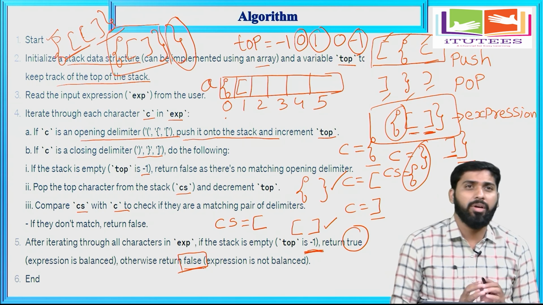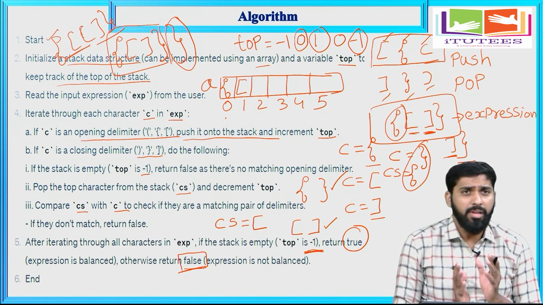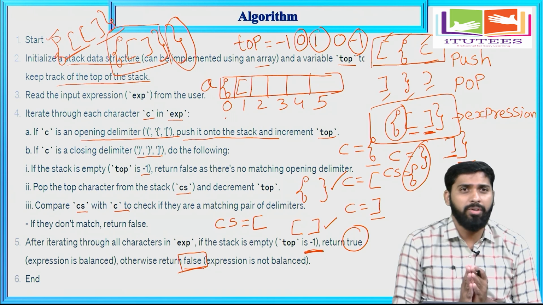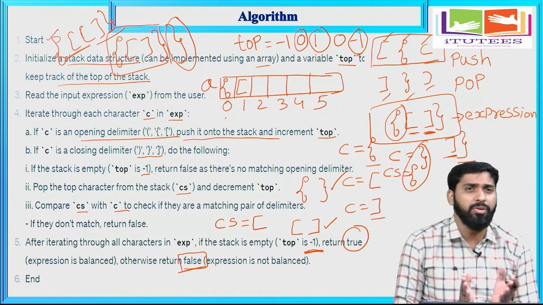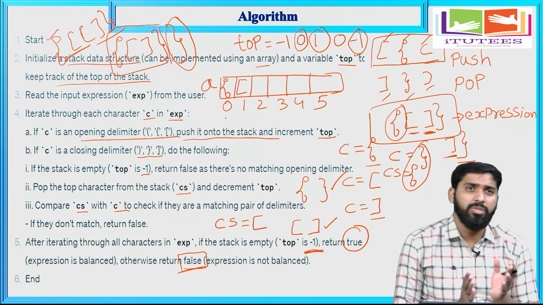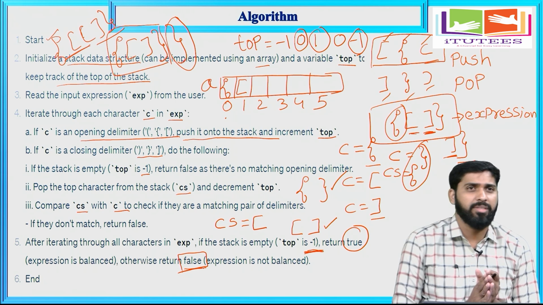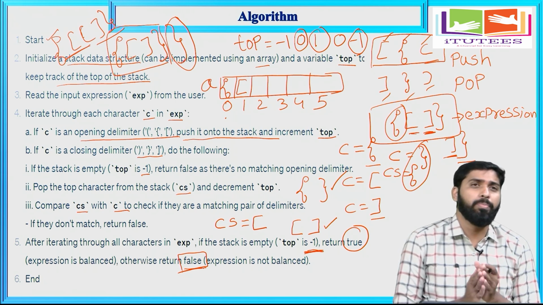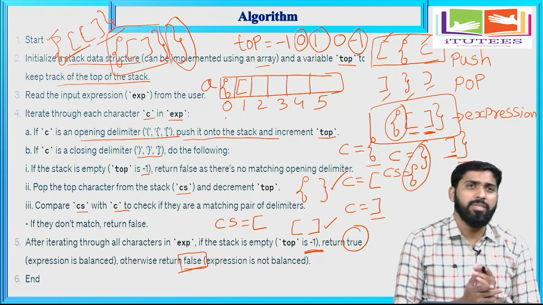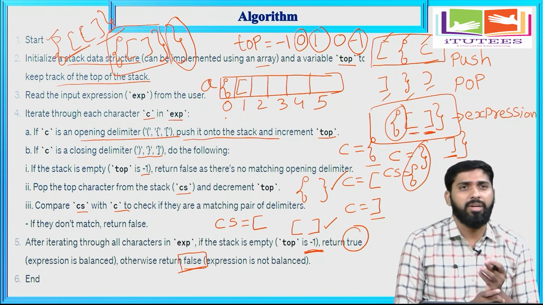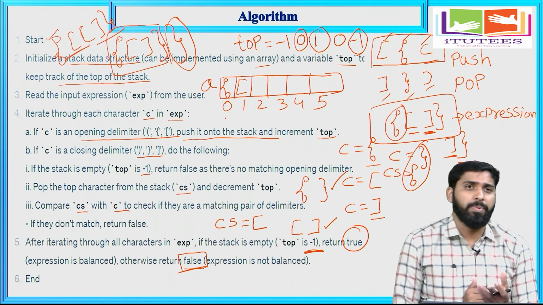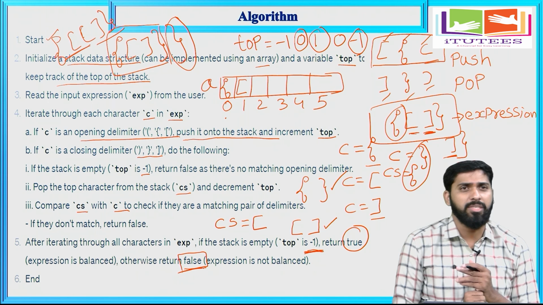Okay. So this is the algorithm. Simple algorithm. When an opening delimiter is encountered, push the delimiter into the stack. If a closing delimiter is encountered, then pop and compare. That's it. We repeat the loop until the expression is over, and finally we check that if the top value equals -1, then we return true. That specifies the expression is balanced. Otherwise it returns false. That specifies the expression is unbalanced.